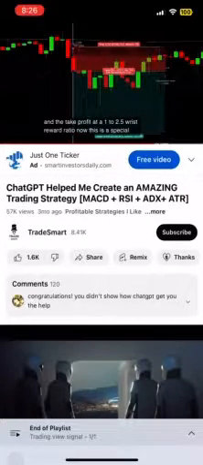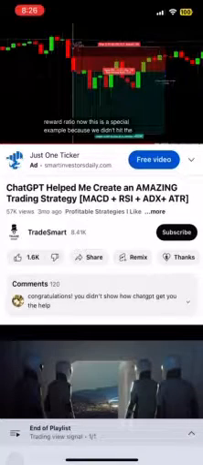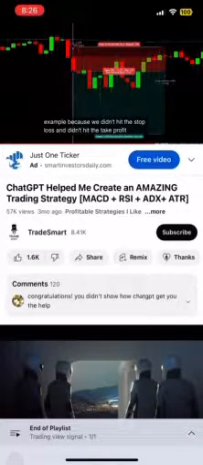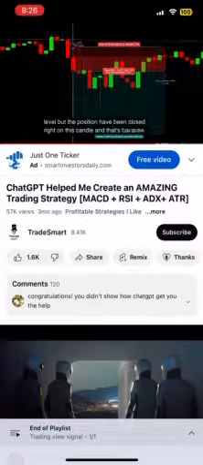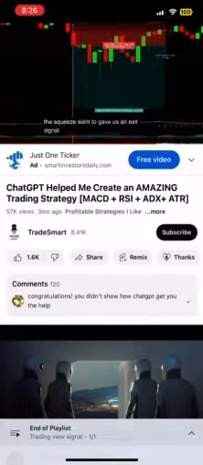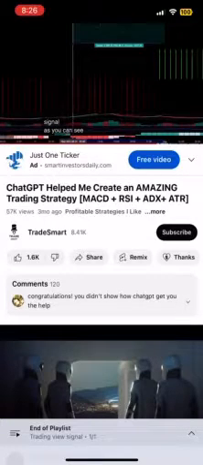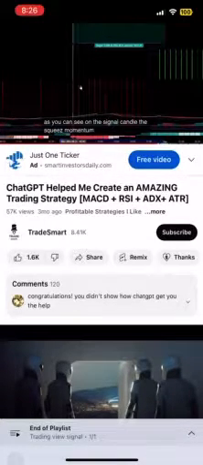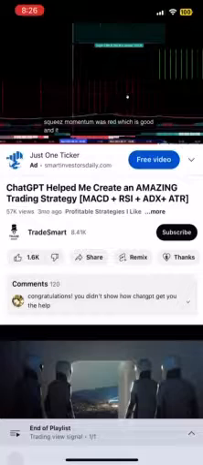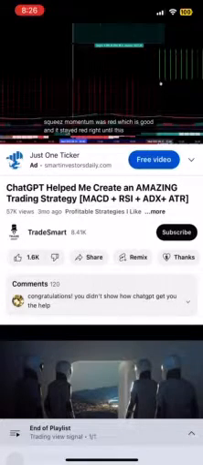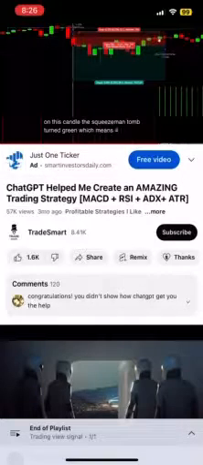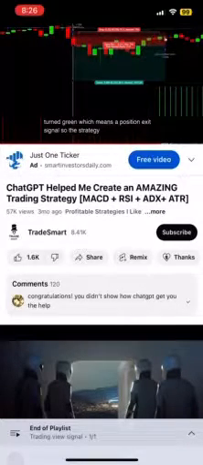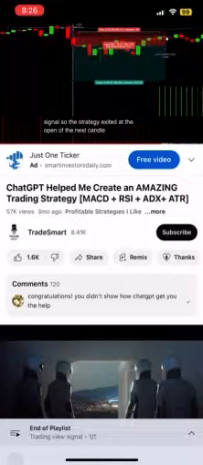Now this is a special example because we didn't hit the stop loss and didn't hit the take profit level. But the position has been closed right on this candle. And that's because the squeeze momentum gave us an exit signal. As you can see on the signal candle, the squeeze momentum was red, which is good, and it stayed red right until this point. On this candle, the squeeze momentum turned green, which means a position exit signal. So the strategy exited at the open of the next candle.